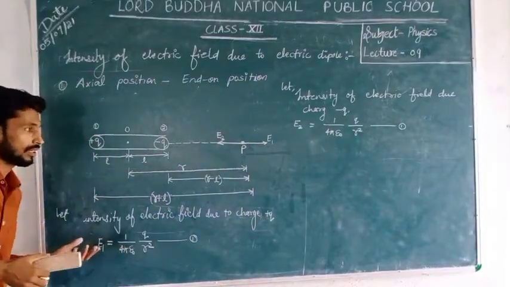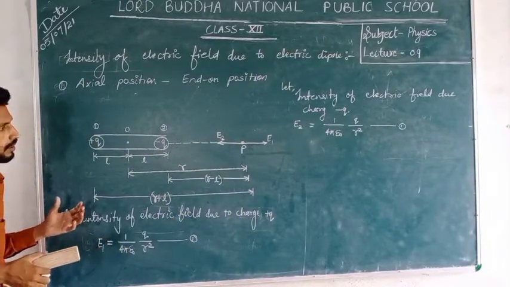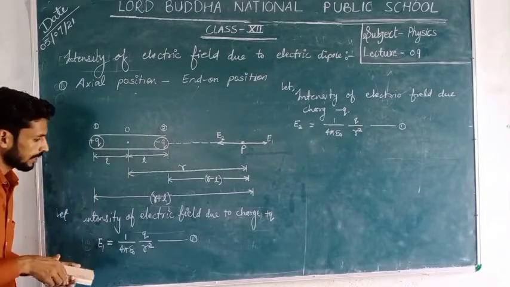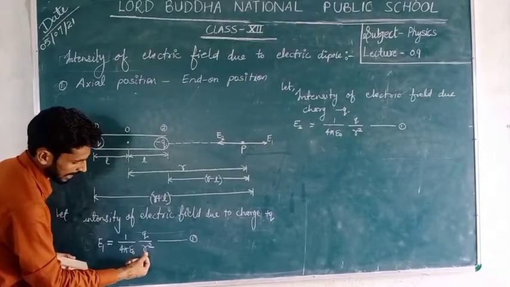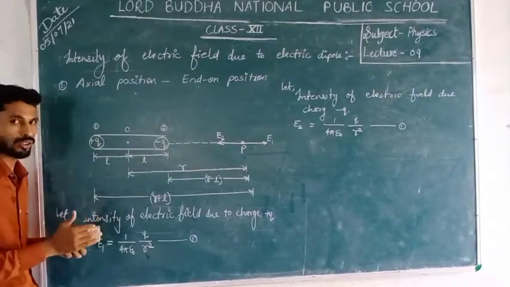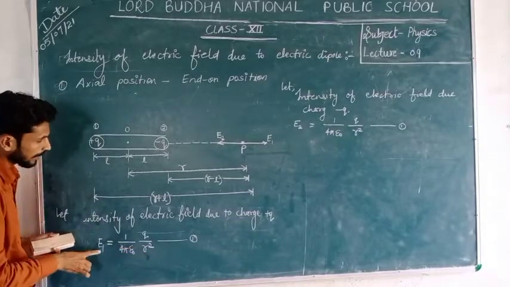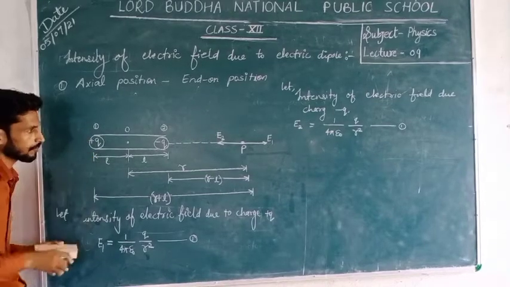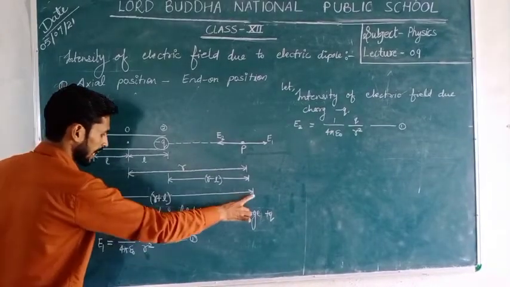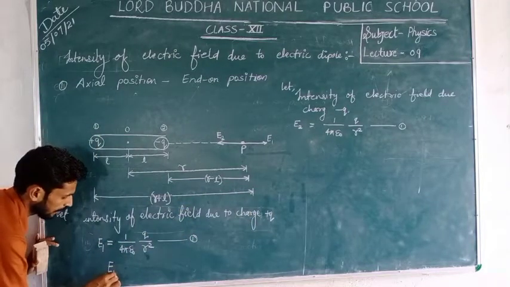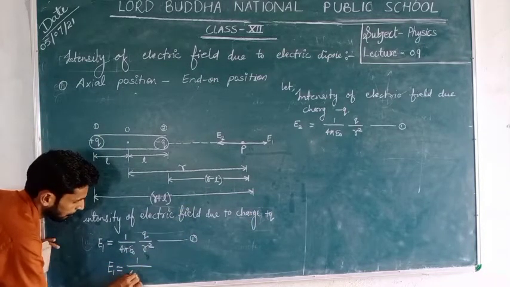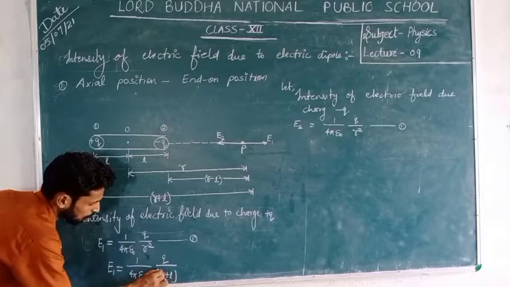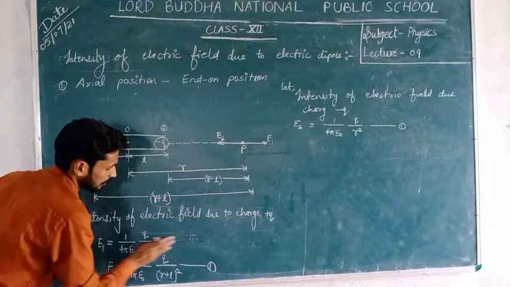Now we want to calculate the net electric field. Actually, this r square is the distance between them. For this r, E1 stands for the charge plus q, and its distance is r plus l. So write here E1 equals 1 upon 4 pi epsilon naught q upon r plus l whole square, that is equation number 1.